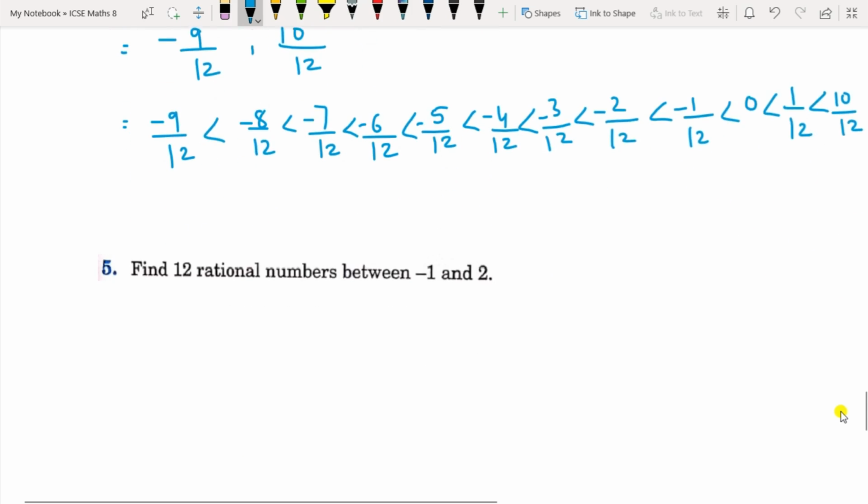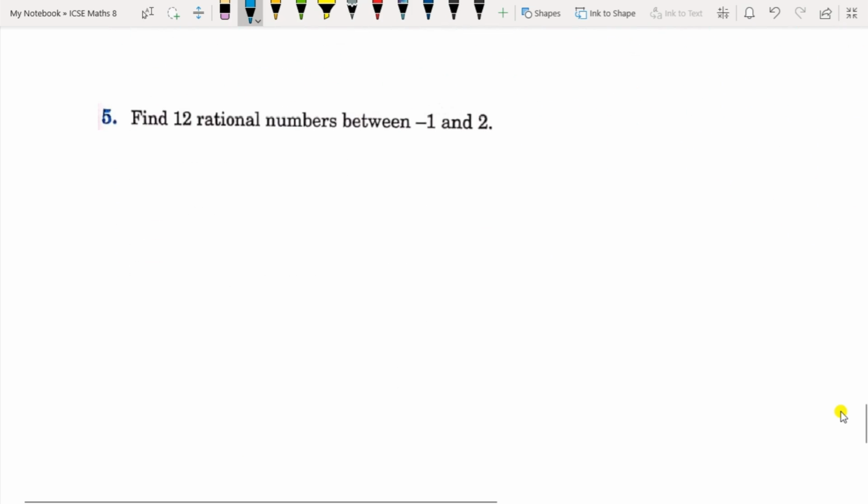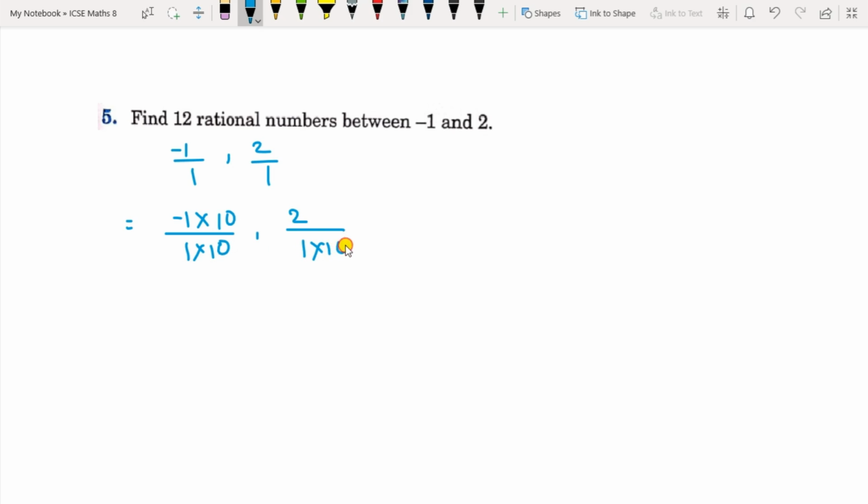Okay. The next is similarly finding 12 rational numbers between minus 1 and 2. So minus 1 and 2 means minus 1 upon 1 and 2 upon 1. Now here multiply by 10. So 2 upon 1 into 10 upon 10. You will get minus 10 upon 10, and this one as 20 upon 10. Now there is a difference between minus 10 and 20.